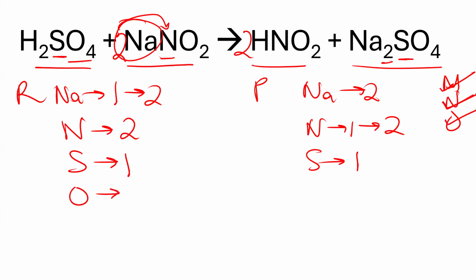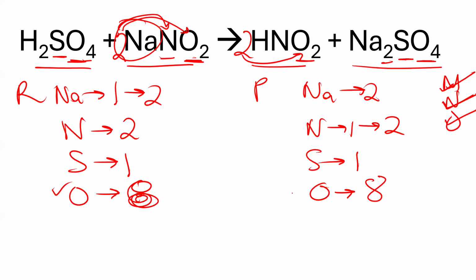Oxygen here is 4 plus 2. That makes it 6. Oxygen on the product side is 2 times 2, 4 plus 4. That's 8, right? So, did I miss something? Okay, this is 2 times 2. That's 4. This is 4, so this should also be 8. Okay, so they are balanced now.